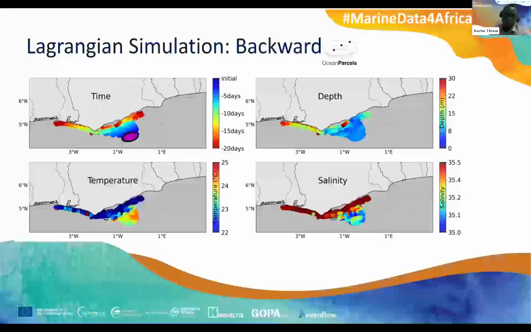Before the eddy formed, they were on the east and west sides of Cape Three Points, at a depth ranging from 15 to 30 meters. The associated temperature was cold before warming within the eddy, and the associated salinity was very salty, and once in the eddy they are refreshed.